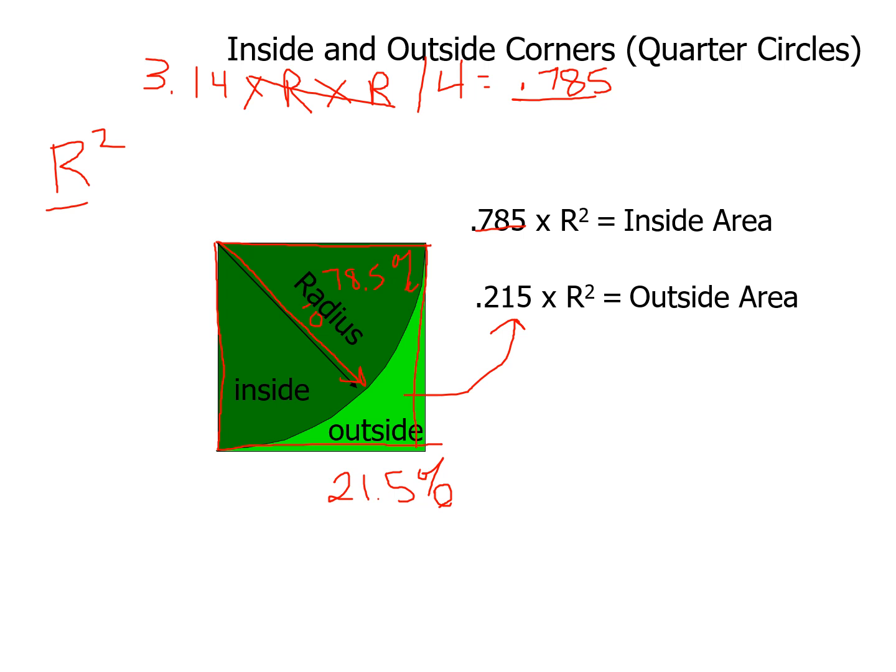So pi times radius squared divided by 4, or 0.785 times the radius squared, will give me a quarter of a circle. Now the 0.215 times radius squared is always going to give me this outside flare. And that's what we're trying to calculate when we're out in the field. How do I calculate this little flare? Well, that's how you do it. Now, again, most of us in estimating, we just square it up and, close enough. But that's the accurate way to do it.